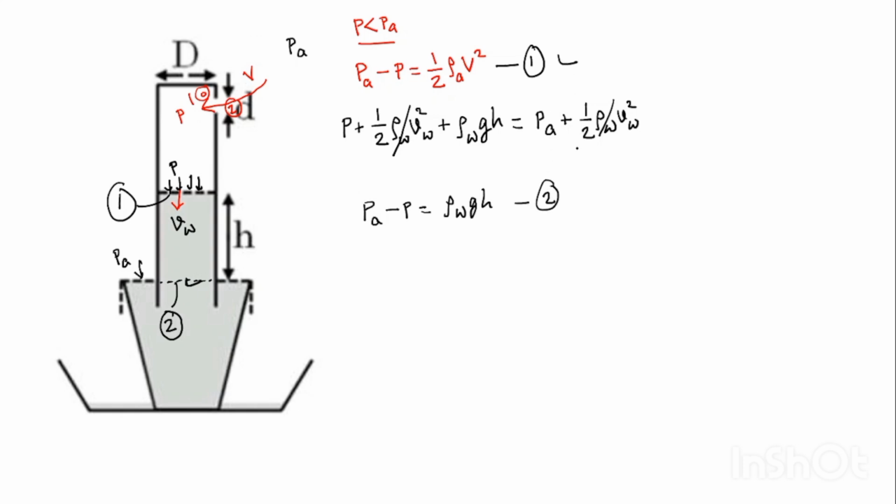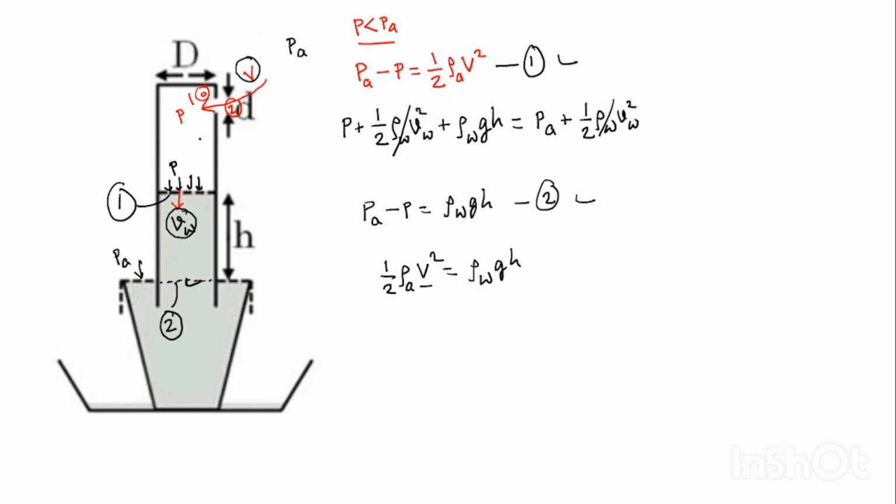Now you see in 1 and 2, the LHS is the same, so the RHS will be the same. That means you can write half rho A V square is equal to rho W GH. Now how to relate V and VW? VW is the velocity of the surface of water and V is the velocity of the air.